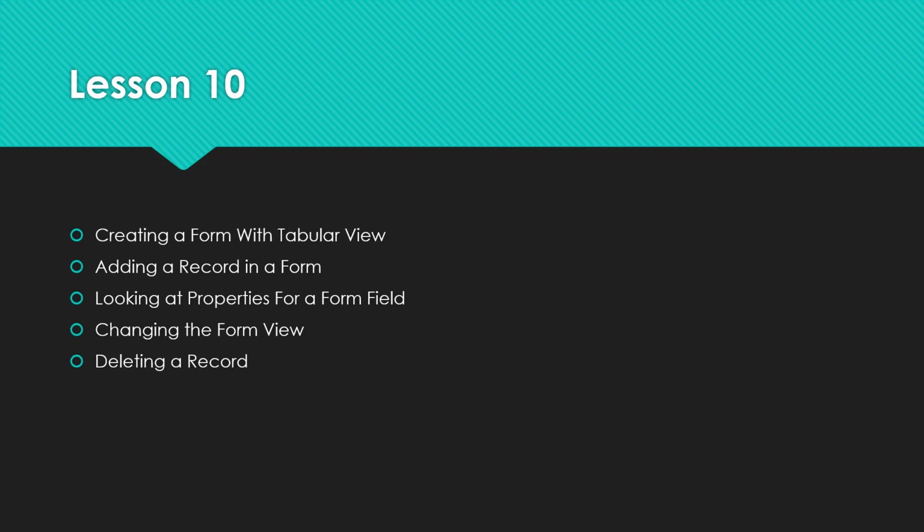And in today's lesson, we're going to create a form with the tabular view. We're going to be adding a record in the form. We're going to be looking at the properties for a form field and the overall properties. And then we're going to change the form view and we're going to delete a record.